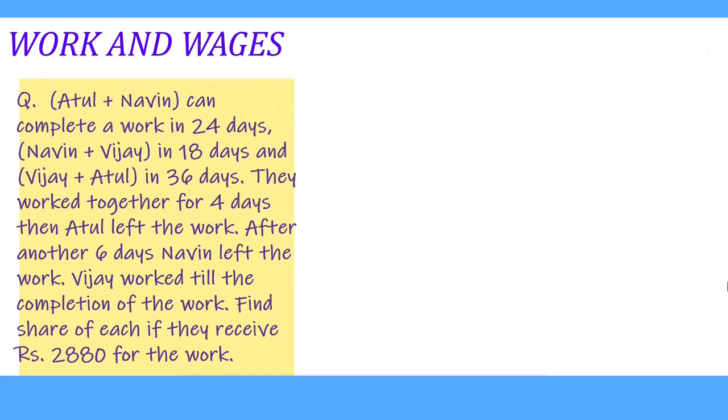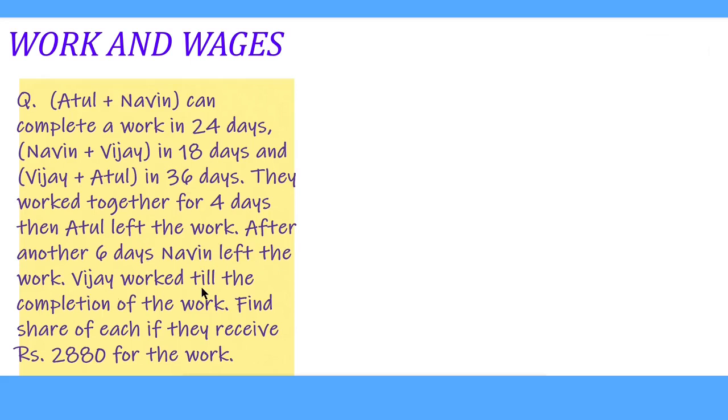We go to the next question, and the next question is: Atul plus Naveen can complete a work in 24 days, Naveen plus Vijay in 18 days, and Vijay plus Atul in 36 days. They worked together for 4 days. Then Atul left the work. After another 6 days, Naveen left the work.